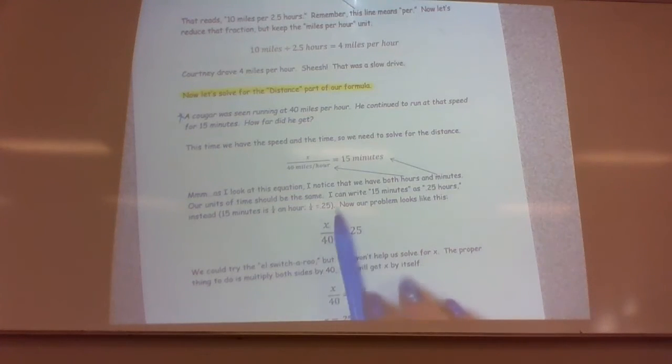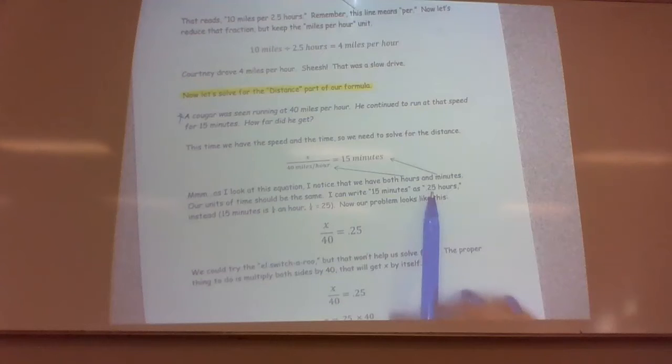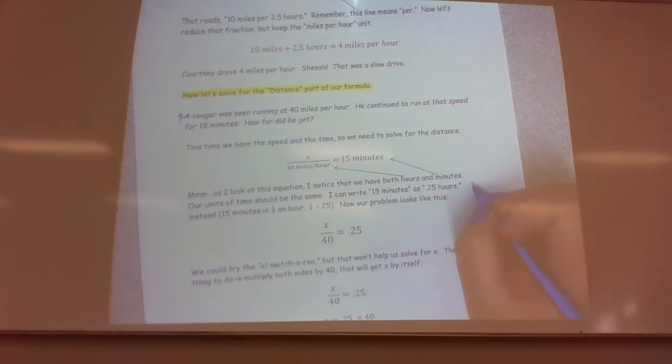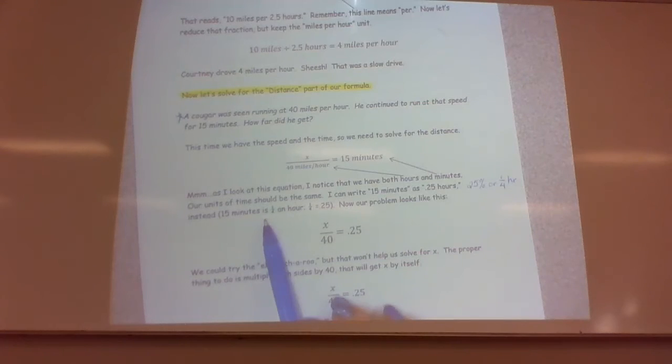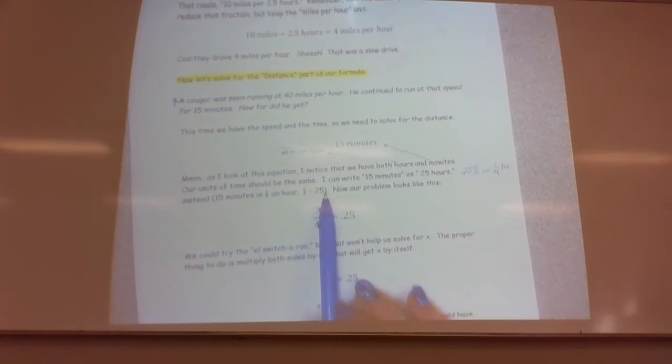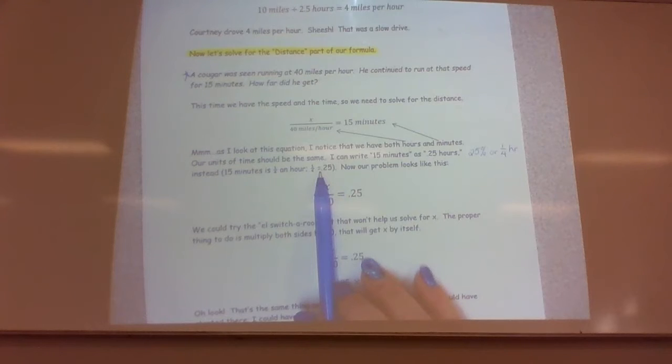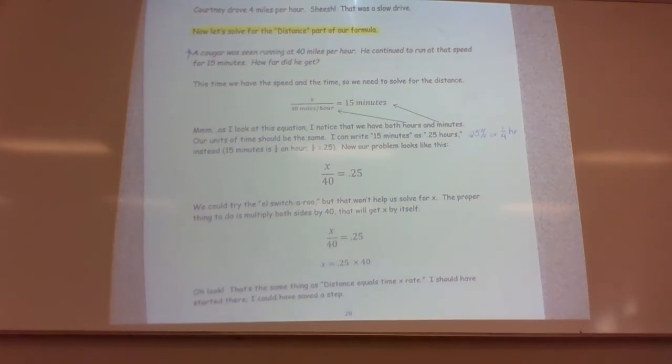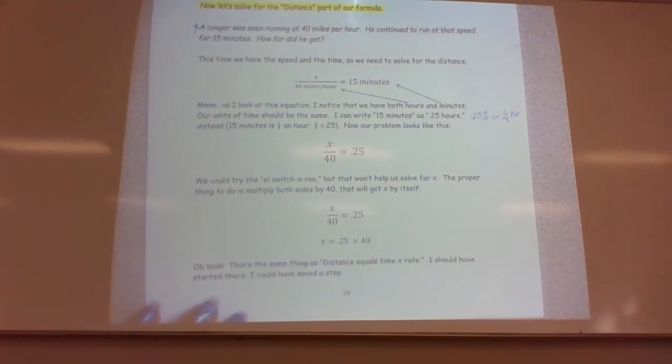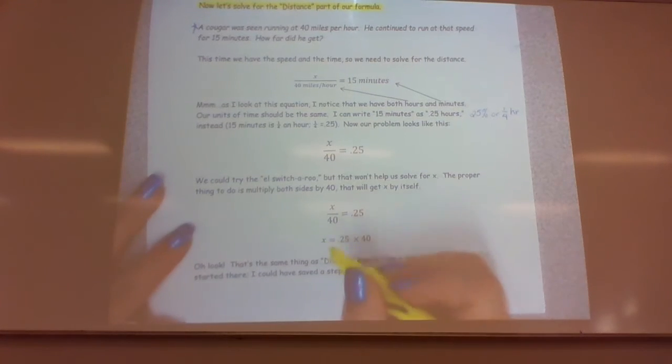So we can write 15 minutes as 0.25 or 25% or 1/4 of an hour, right? Because it's 1/4 of an hour, we know that the fraction is 1/4 and the decimal is 0.25. And so now what we can do is turn this into a multiplication problem. And this becomes 40 times 0.25.